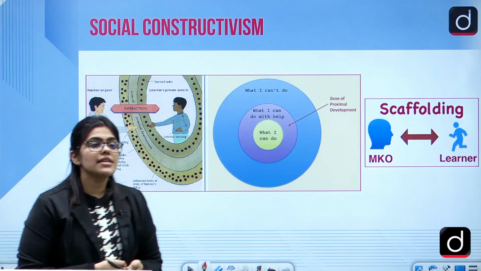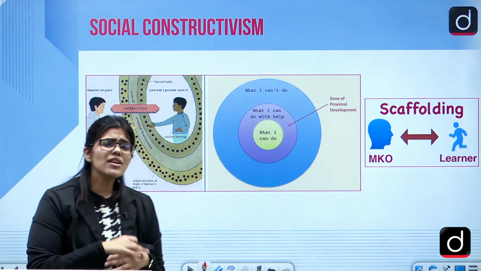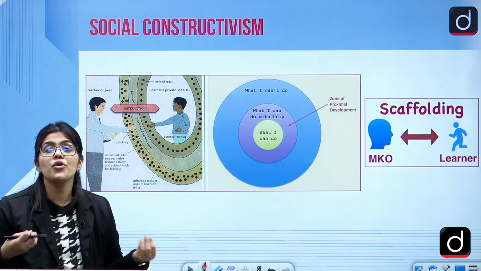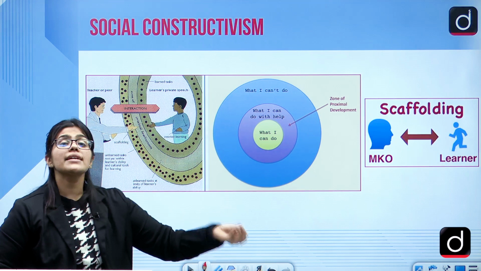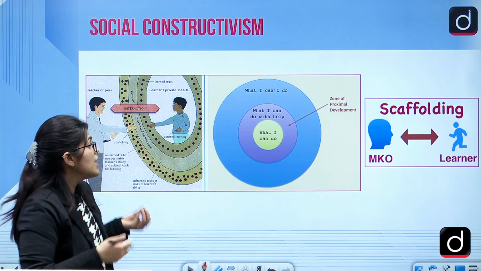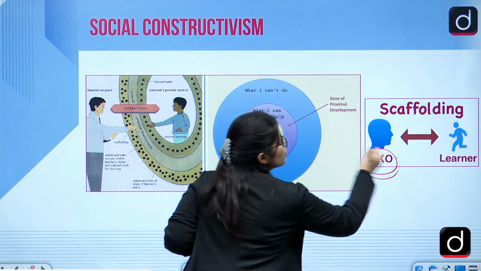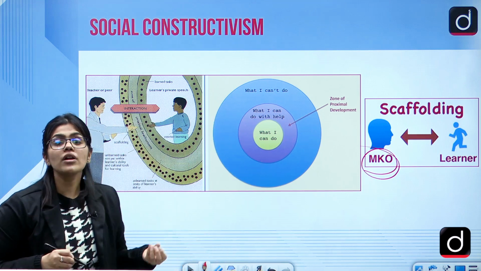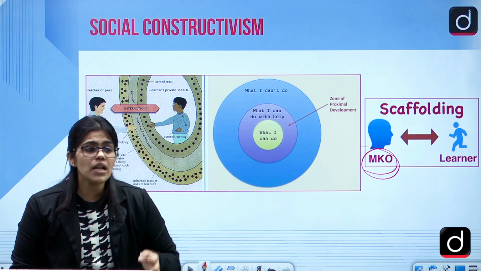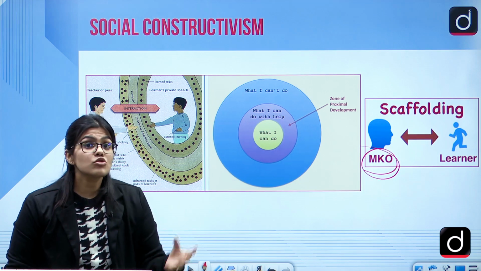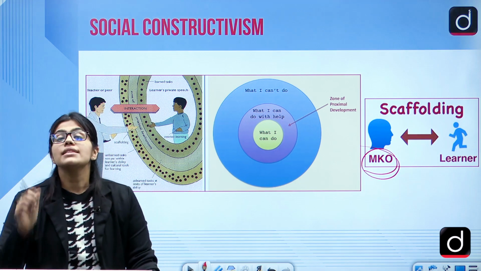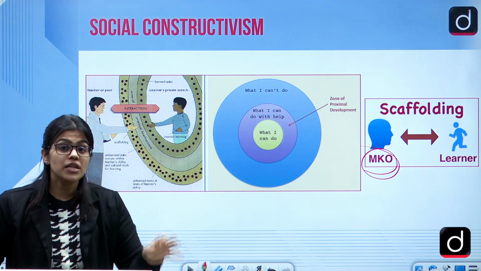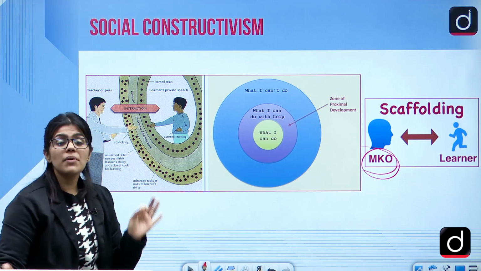He said that there is always step-by-step learning. You cannot learn everything on your own. You need to interact with a more knowledgeable one. That is the MKO. The MKO stands for more knowledgeable other. And what is this zone in which you learn with someone? That is ZPD, the zone of proximal development.